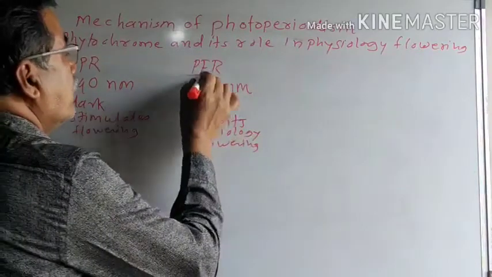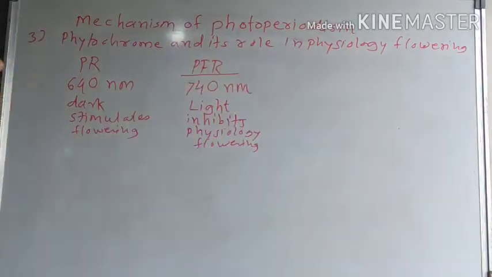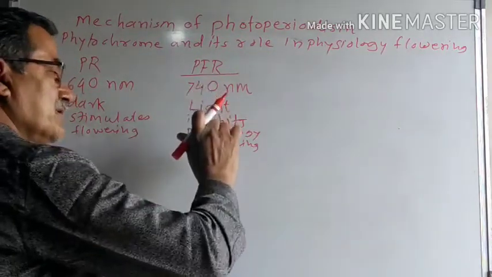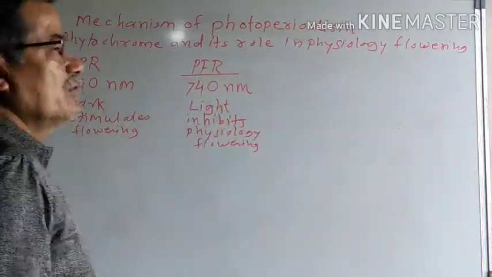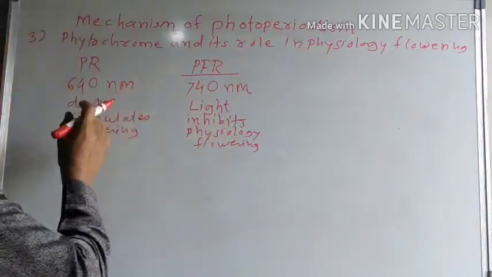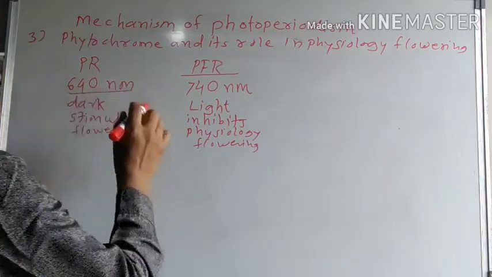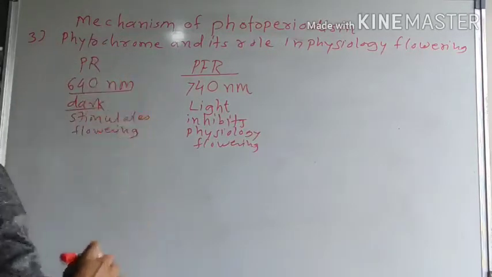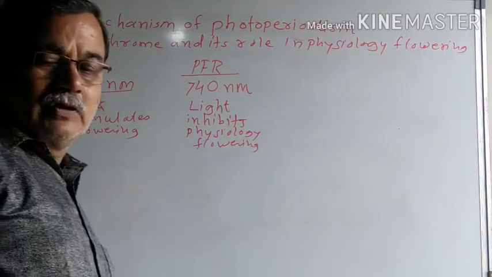Phytochrome far red pigment, which has a 740 nanometer wavelength, absorbs light during the light period. At that time, it inhibits, stops and decreases the development of the physiology of flowering. But in reverse, phytochrome red pigment, which absorbs light of 640 nanometers, is developed in the dark period and stimulates the growth of the flowering physiology.